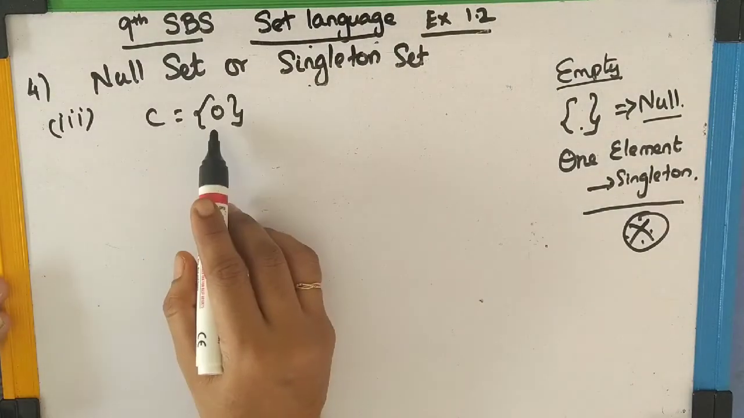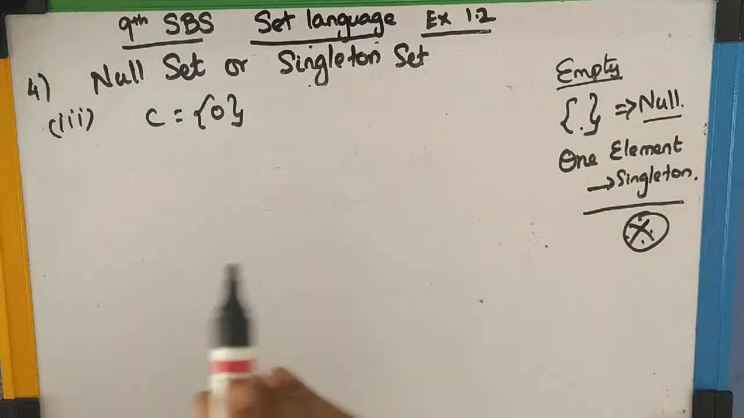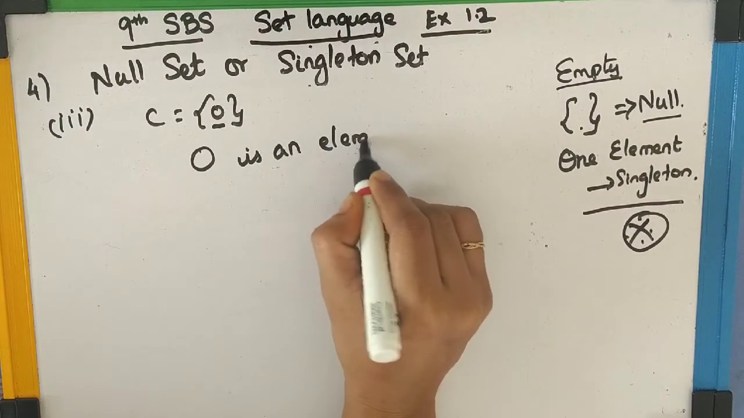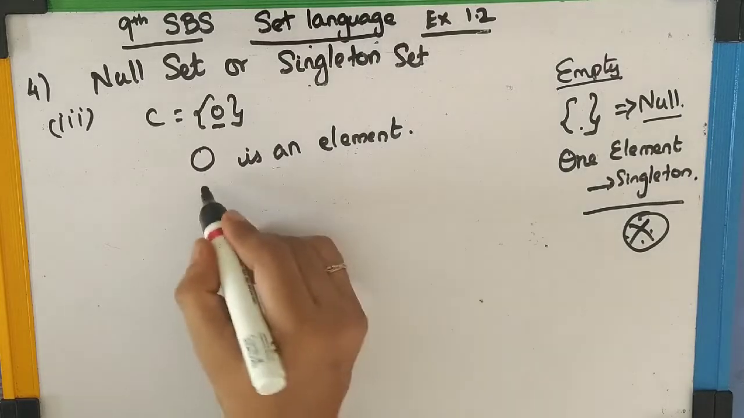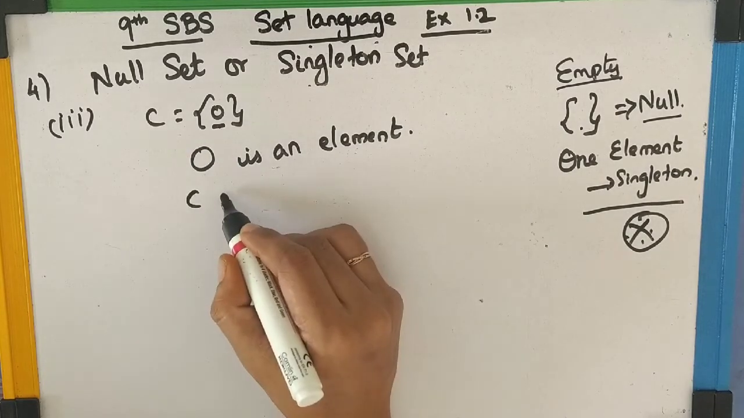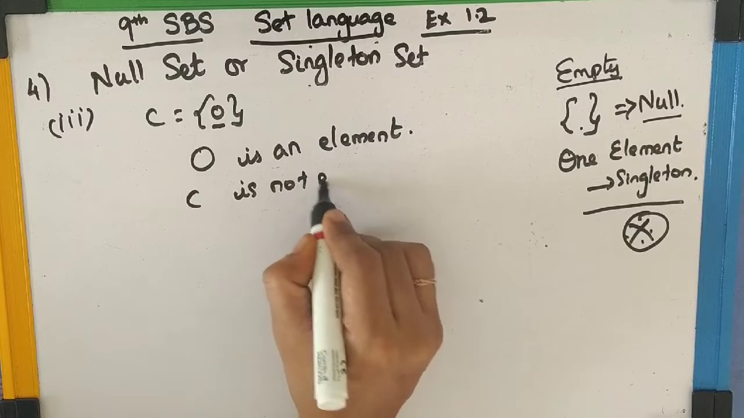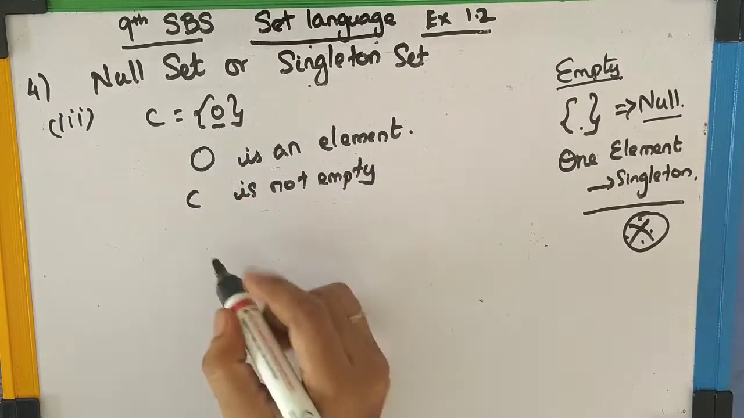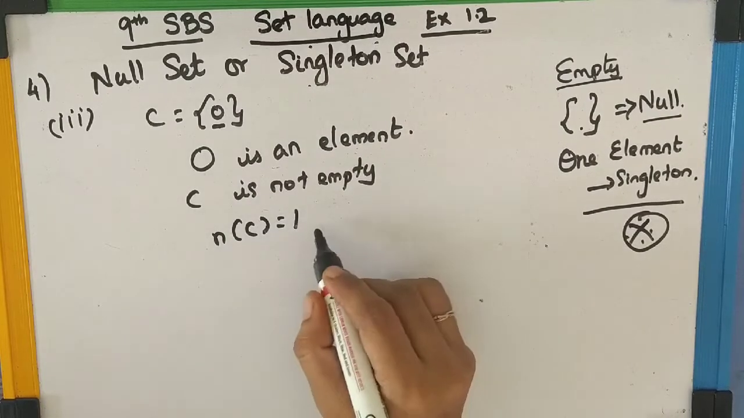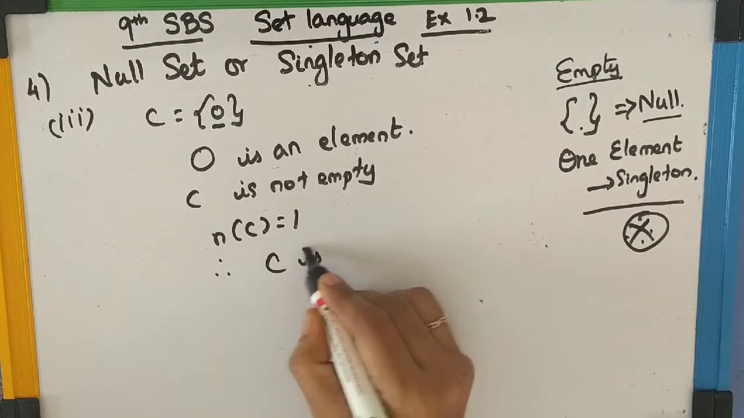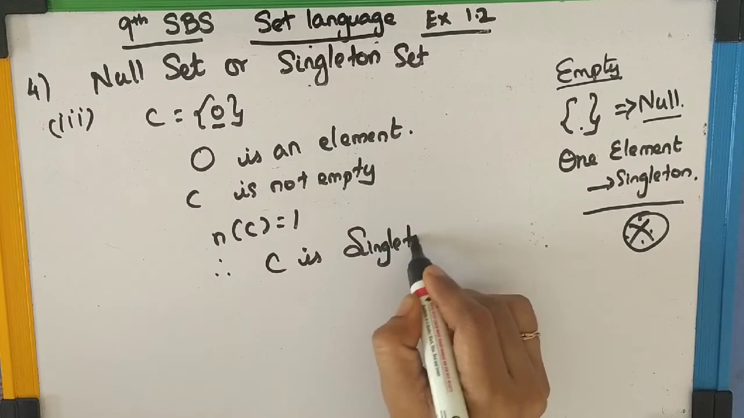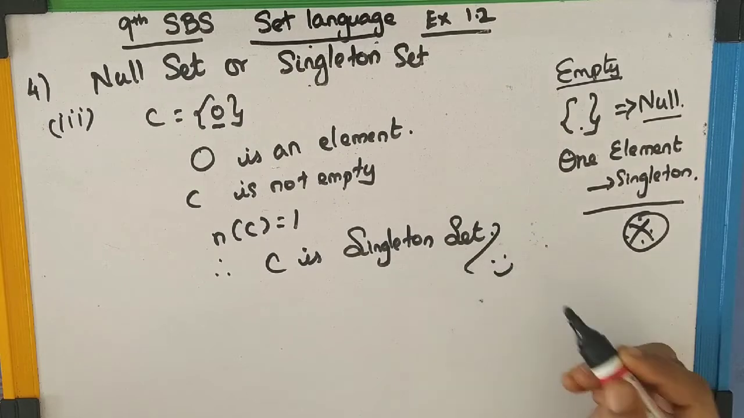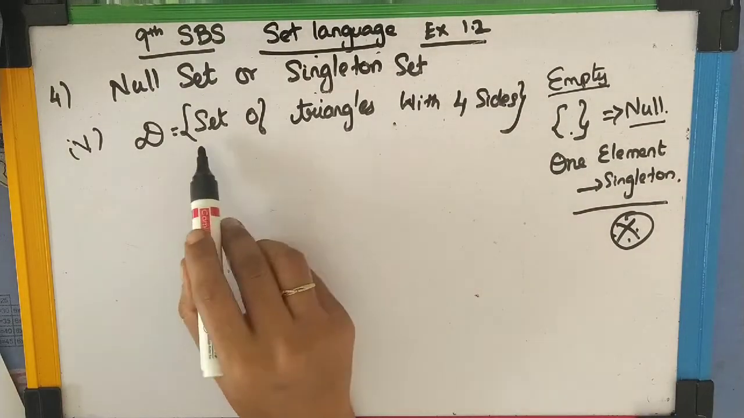Okay. Now, let's move to the third question. That is, C is equal to {0}. Here, 0 is an element. Okay? 0 is an element. We should consider that the cardinal number of C is 1. Since 0 is there, we should not say that it's an empty set. 0 is an element. So, C is a singleton set because the cardinal number of C is 1. So, C is a singleton set. Okay? So, you should remember that 0 is an element.